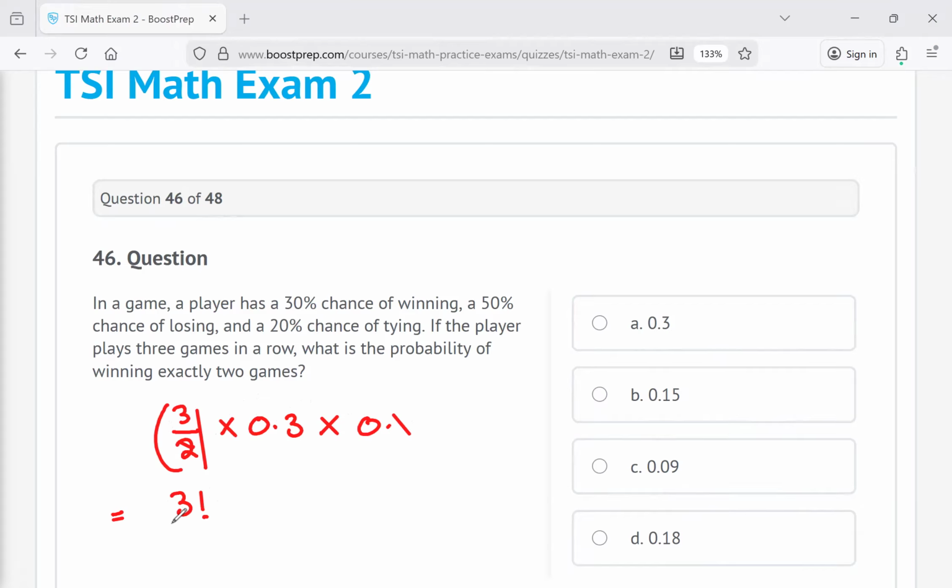3 factorial over 2 factorial times (3 - 2) factorial, times 0.3 squared times 0.7. And that gives me 0.189. So C.